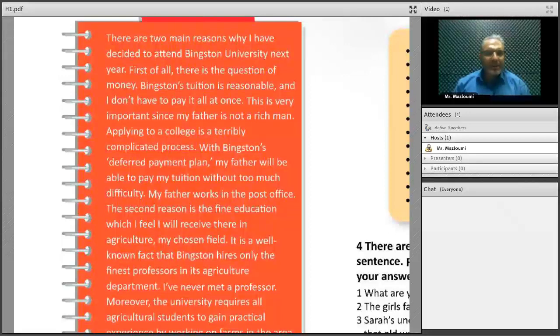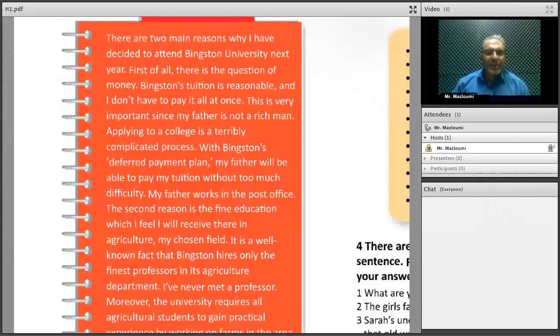With Bankston's deferred payment plan, what is deferred payment plan, everyone? It means you don't have to pay your tuition all at once. Deferred payment plan. You can pay it monthly or yearly, yes. So you don't have to pay it all at once. So with this plan, my father will be able to pay my tuition. My father can pay my tuition without too much difficulty, problem, trouble. My father works in the post office.